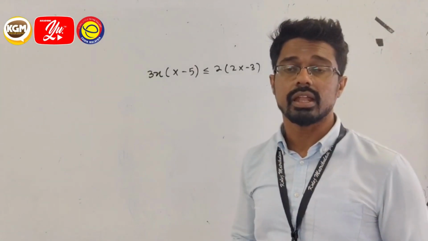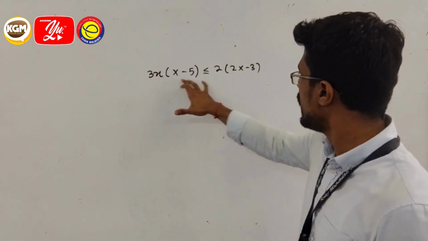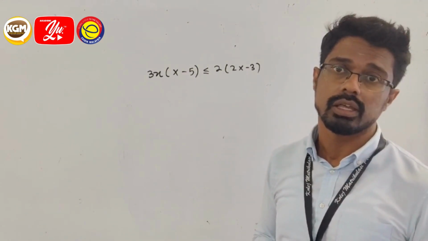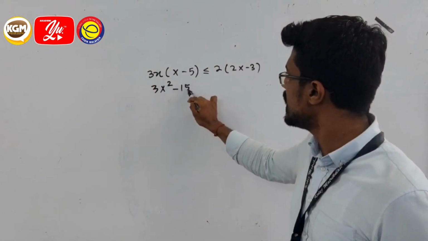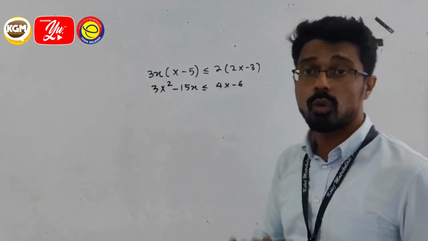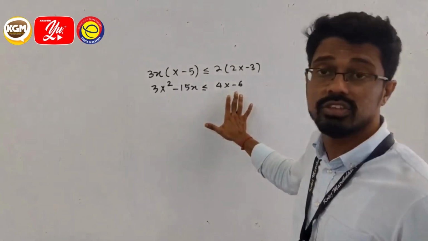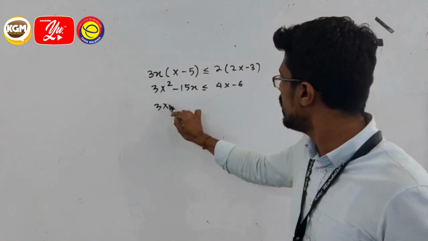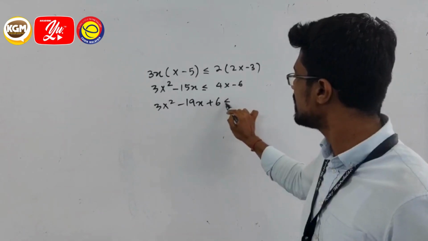Hey, what up people? Second example on quadratic inequality. So if you see here, okay, you got something like this. So we're going to expand first, and you're going to realize the quadratic inequality. So 3x squared minus 15x less than or equal to 4x minus 6. So quadratic inequality, right? You have to arrange in such a way that you have 0 on one side. Let us do that. So 3x squared, bring this guy here, you're going to get 19x plus 6 less than or equal to 0.